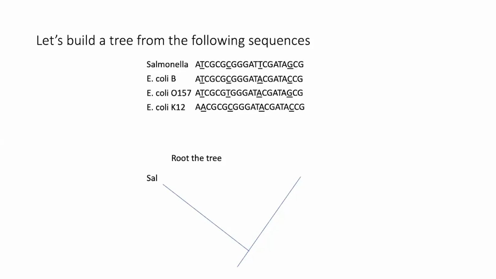And so the first thing is we root the tree. We know that Salmonella is actually an outgroup to all of these E. coli strains. Salmonella, unlike Shigella, is a distinct genus of bacteria, distinct from Escherichia, which is E. coli.